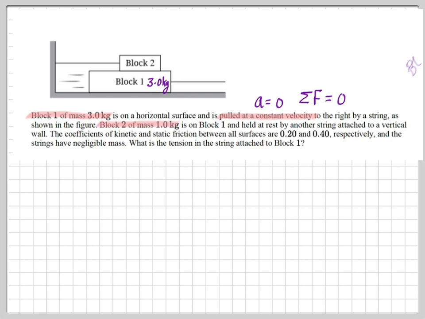Block 2 has a mass of 1 kg and is on block 1, and it's held at rest, so it's not moving. Coefficients of static and kinetic friction are given to us. Kinetic is 0.2 and static is 0.4. What is the tension in the string attached to block 1?